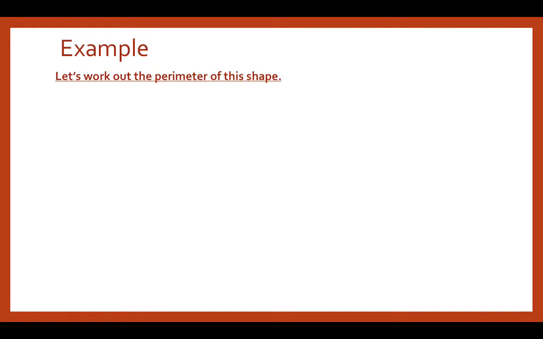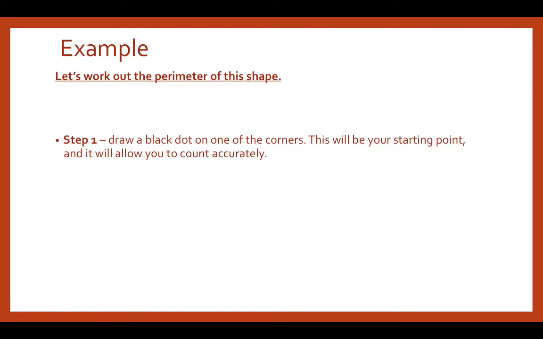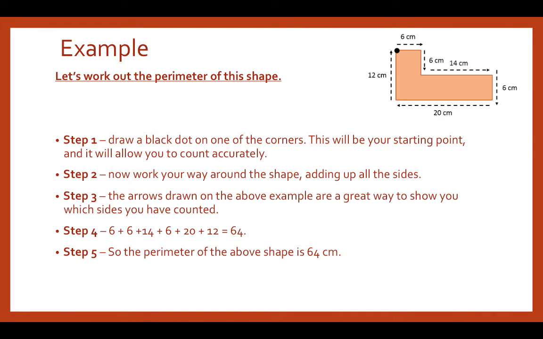So for example, let's work out the perimeter of this shape here. We have a rectangle joined with another smaller rectangle, and I'll show you the way I work the perimeter out for these questions. Begin by drawing a little black dot, and you can start anywhere you want to, but I've started here, okay? This will be your starting point and it will allow you to count more accurately.